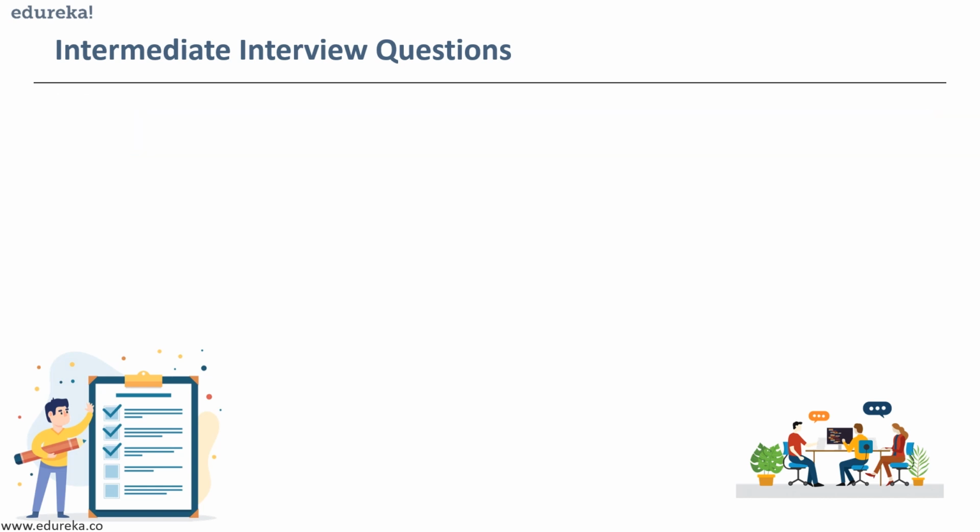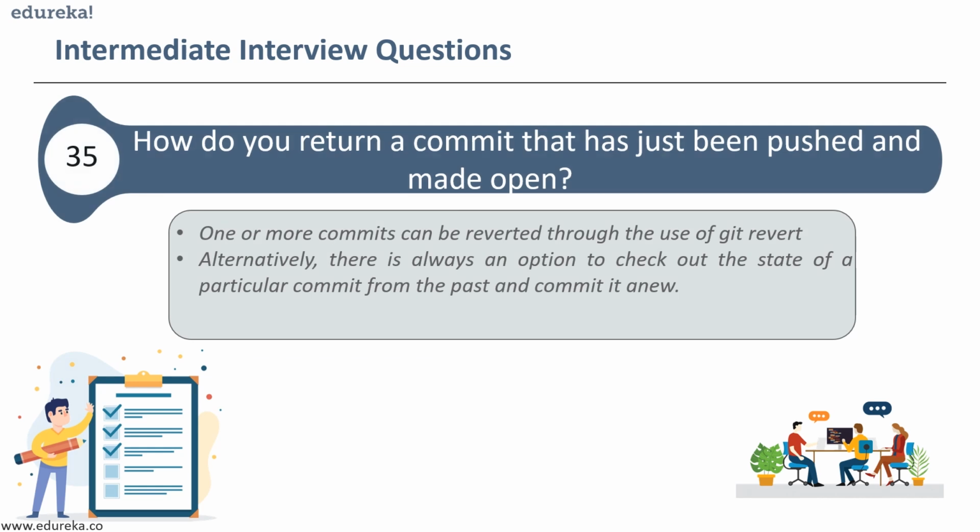The next question is, in Git, how would you revert a commit that has just been pushed and made public? One or more commits can be reverted through the use of git revert. This command in a true sense creates a new commit with patches that cancel out the changes introduced in the specific commits. If the commit that needs to be reverted has already been published, or changing the repository history is not an option, then in such cases the git revert command can be used to revert the commits.